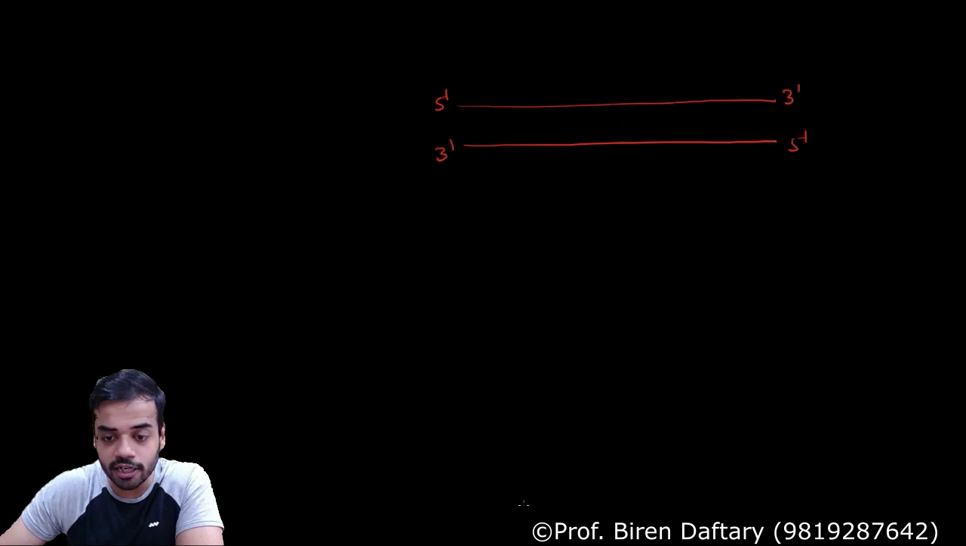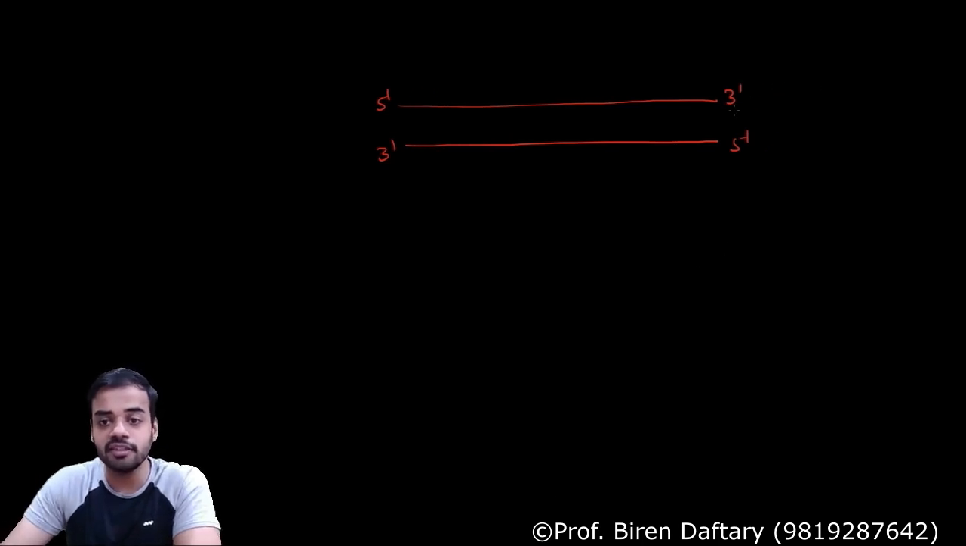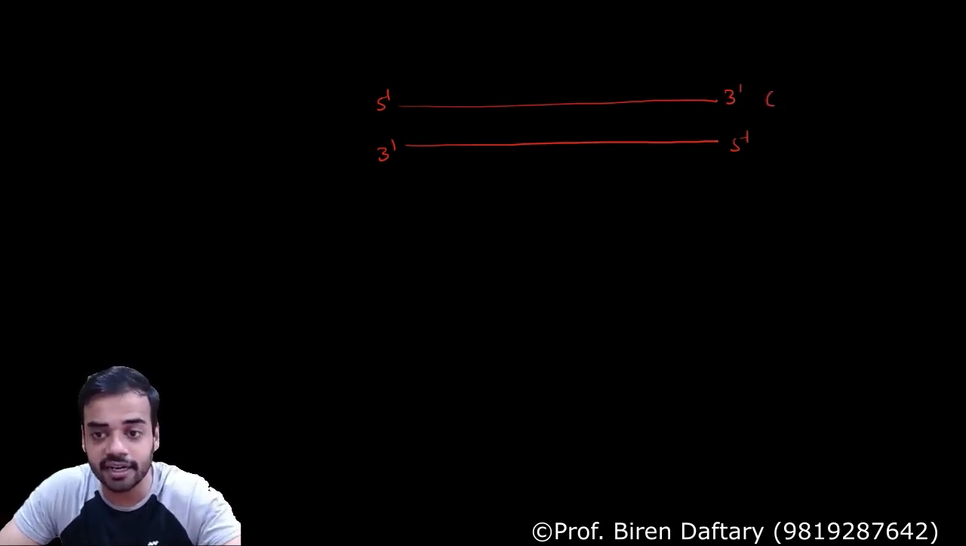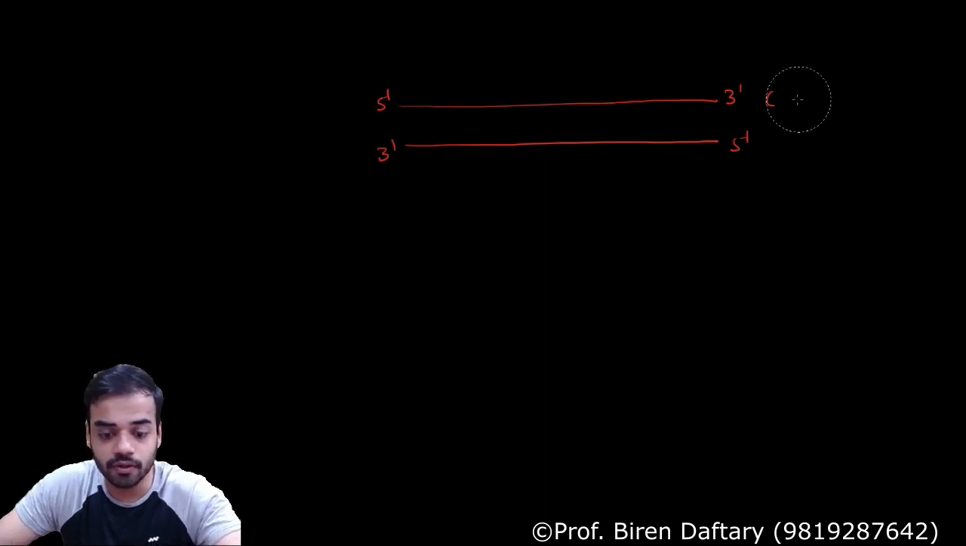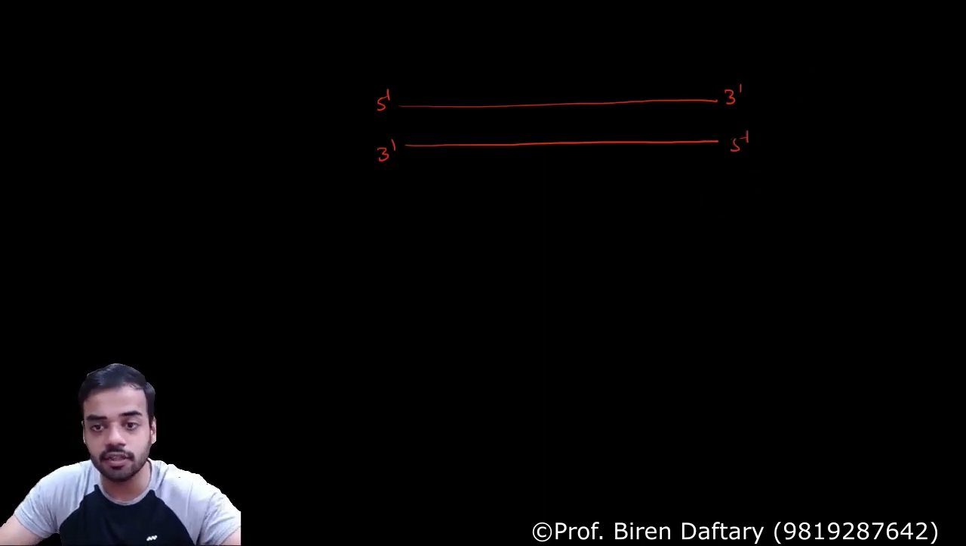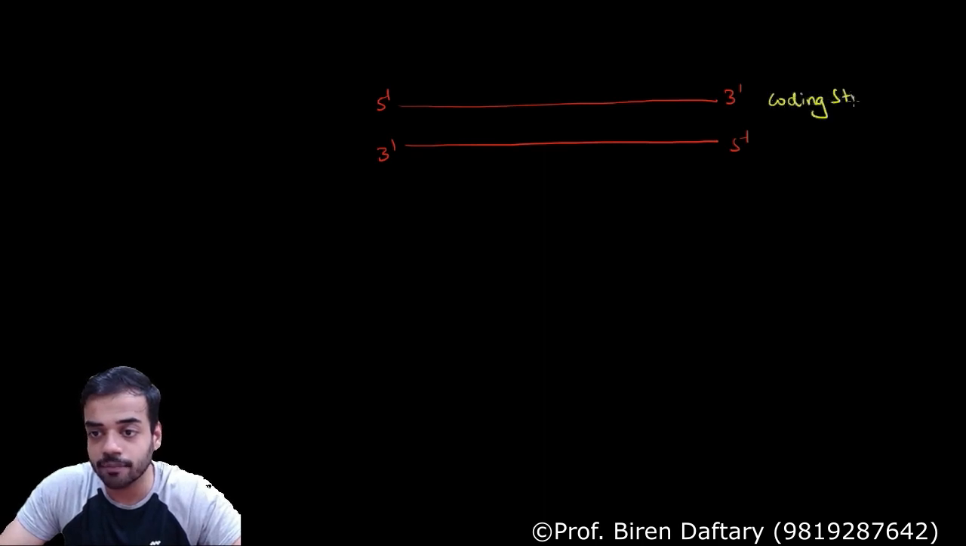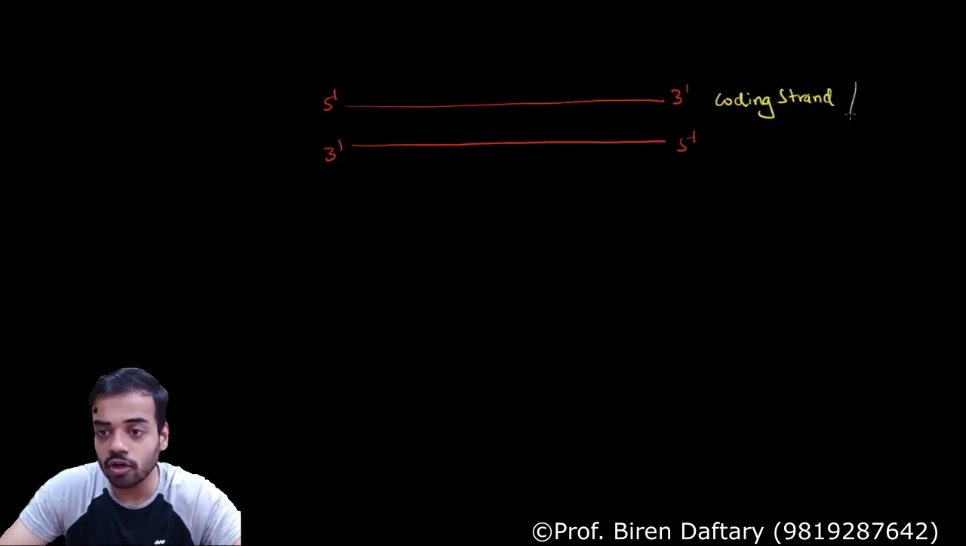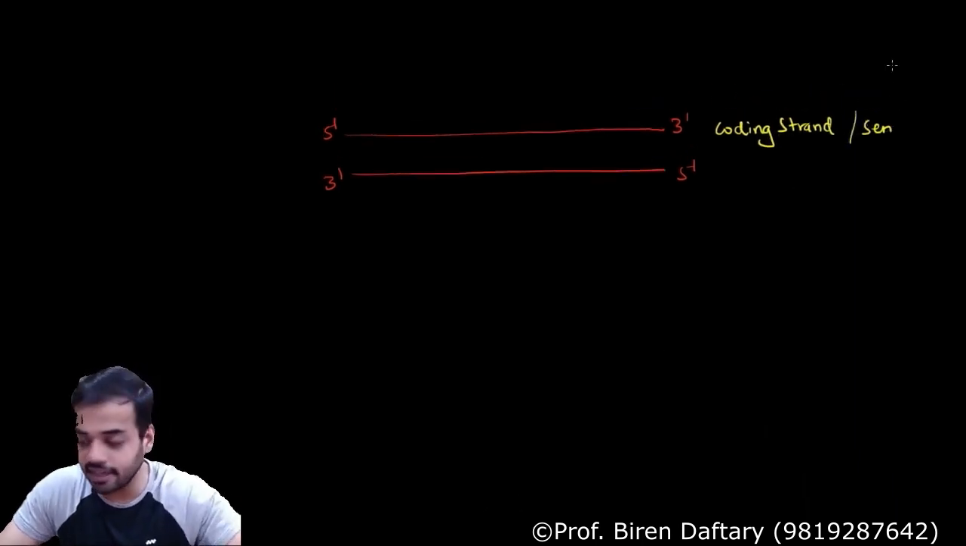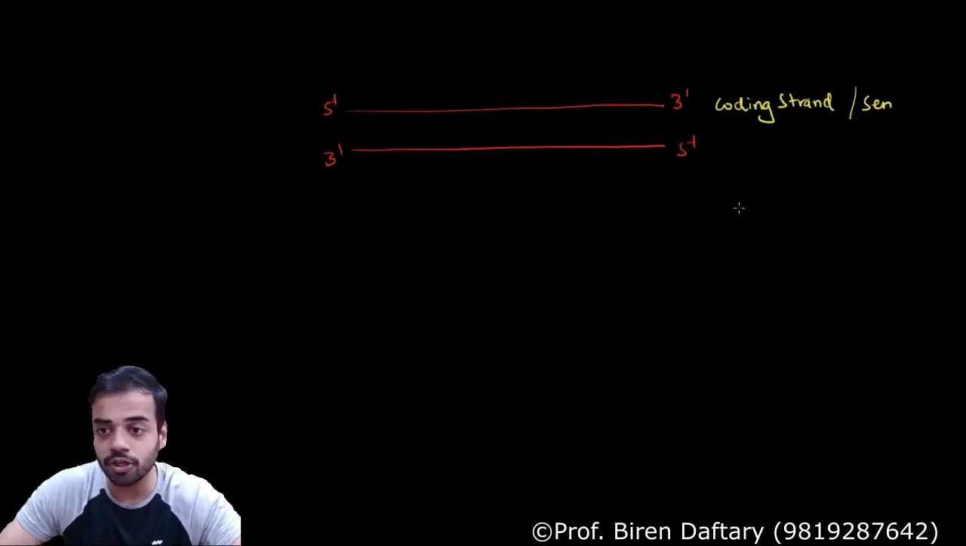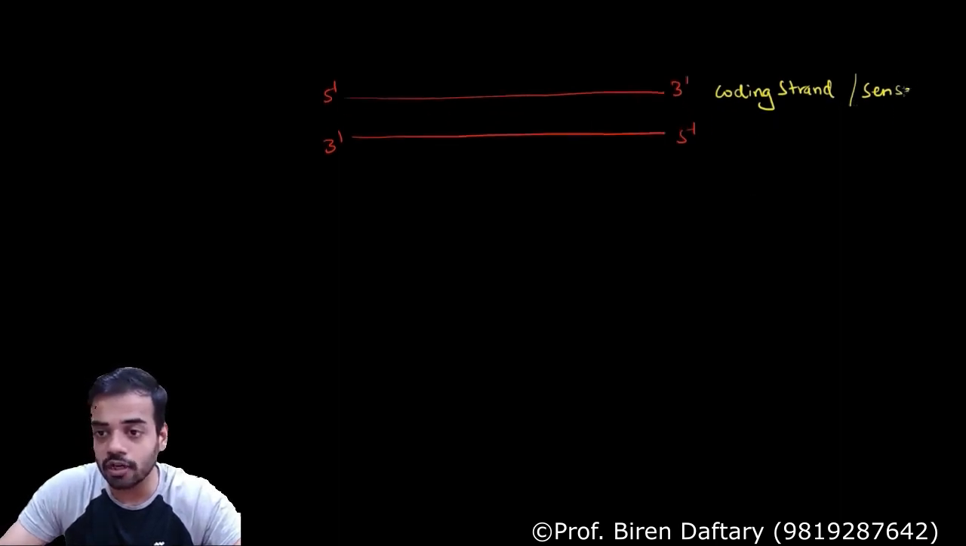Okay, so now I need your help a bit. Please help me. Which is this strand? What is this strand called as? This strand is called as coding strand. Okay, so I will write over here, it is also called as coding strand. What is the other name for coding strand? It is also called as sense strand. Do you remember this name? I told you coding strand is also called as sense strand.